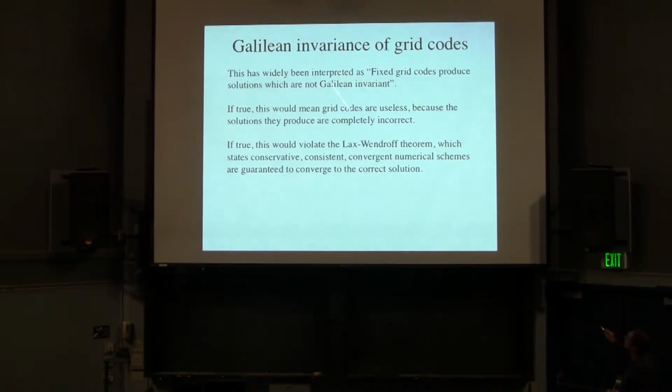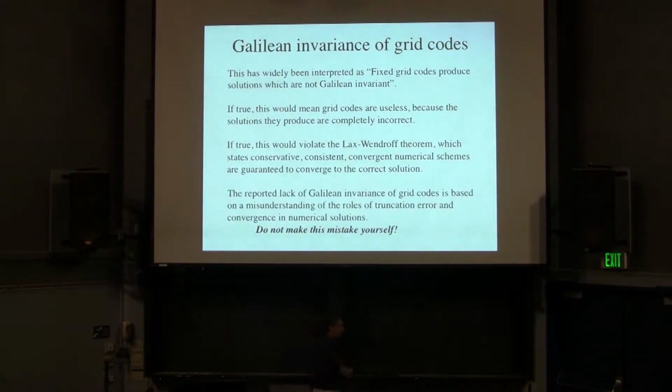But we just said that the code is not Galilean invariant, so these two statements are incompatible. Either the Lax-Wendroff theorem is wrong, or the solutions are Galilean invariant. They both can't be true. I think there's nothing wrong with the proof of the Lax-Wendroff theorem. Instead, it's a difference of interpretation of what we mean by solution and what we mean by truncation error in solutions. If you say that the solutions are not Galilean invariant, then really that's a misunderstanding of the role of convergence and truncation error, and I would encourage you not to make that mistake yourself. The key here is that the Lax-Wendroff theorem says it converges to the right solution.